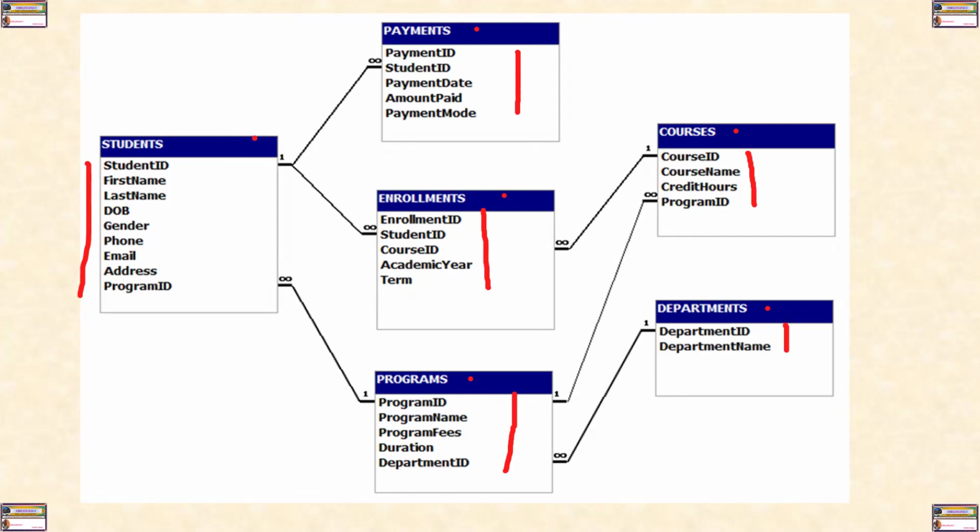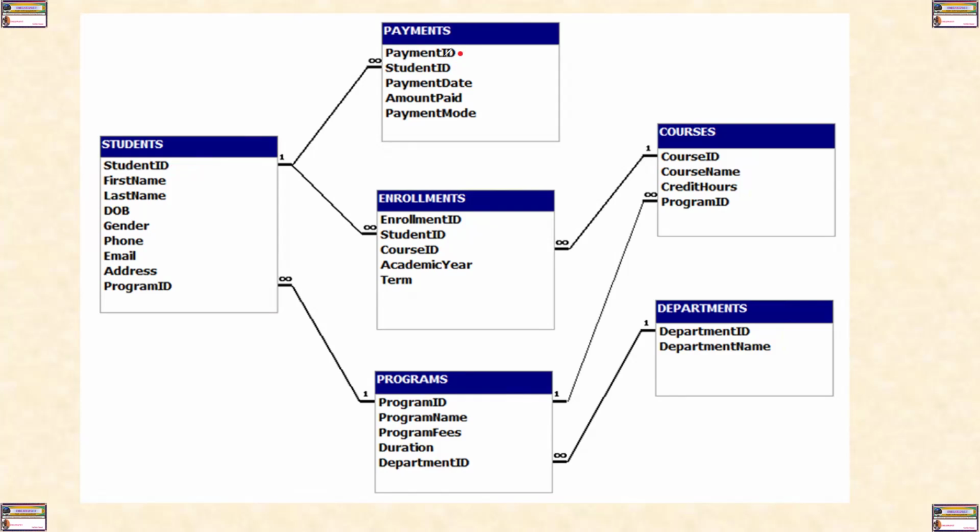And when you look at each of those fields, you can also tell which is the primary key, which is the foreign key. So in the students table, you can see we have student ID. And in the payments table, the student ID is there. It is a foreign key. And it is also a foreign key in enrollments table. When you look at the payments table, we have the payment ID as the primary key.